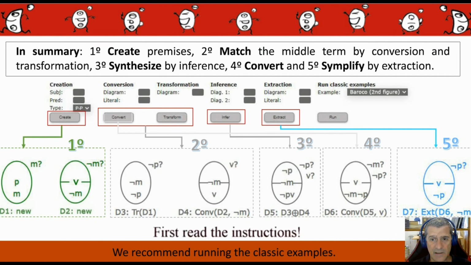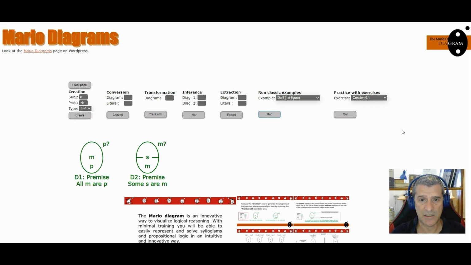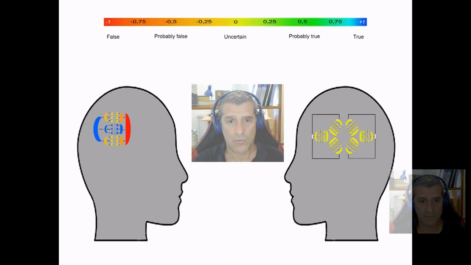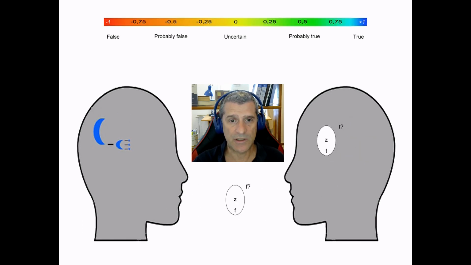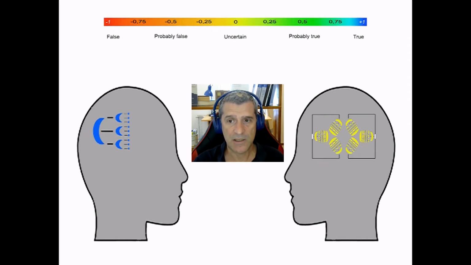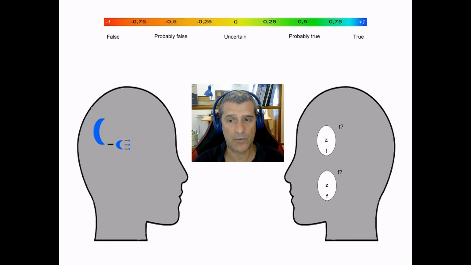We recommend reading the instructions, practicing the exercises, and running classic examples to open your mind to a new perspective of reasoning. We are sure that this innovative tool will be useful to understand the constitutive processes of reasoning and the mental models with which neural networks communicate information through verbal propositions.